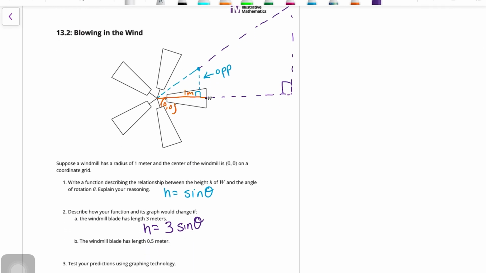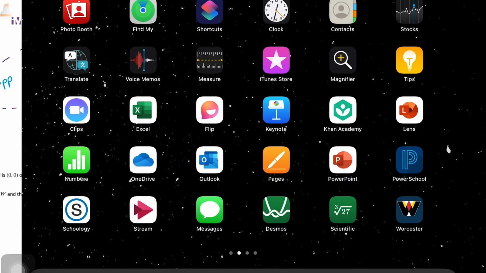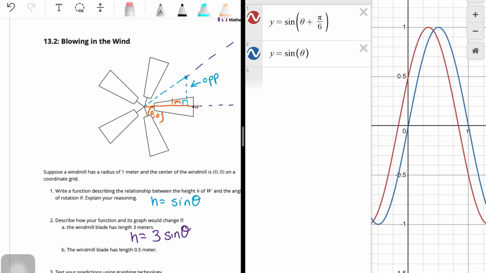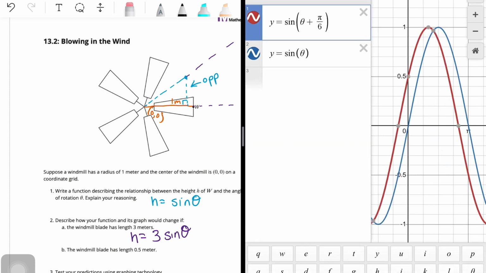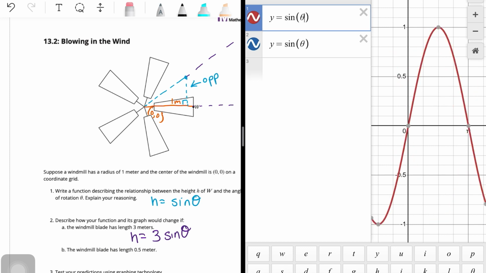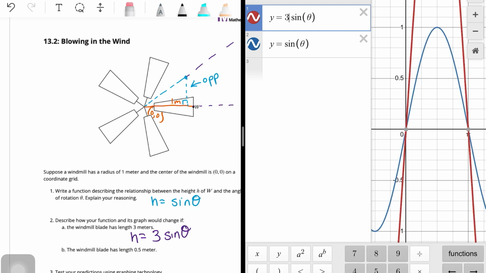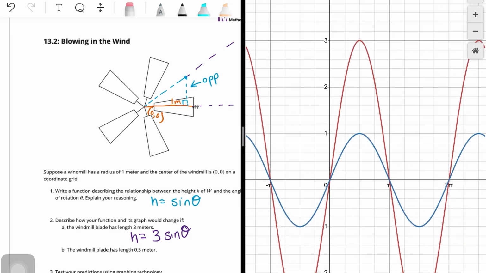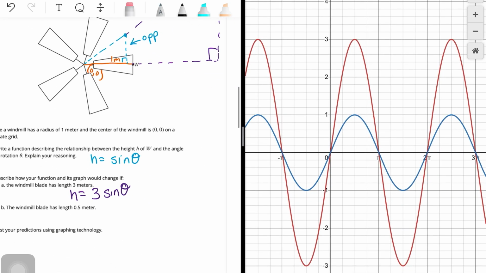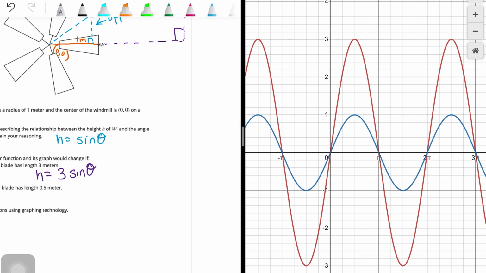And then if we look at the graph, let's get rid of some of these graphs. There's my sine of theta. And if I put a 3 in front of that, there you can see that we have changed the height of our graph, and that's called the amplitude. So when we multiply our function by a number, that's changing the amplitude.